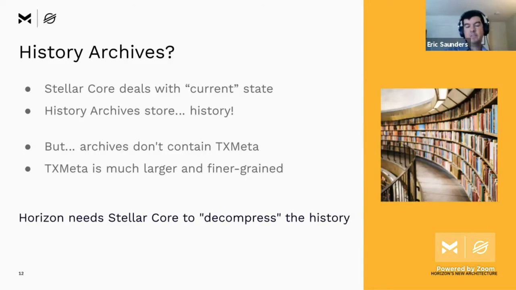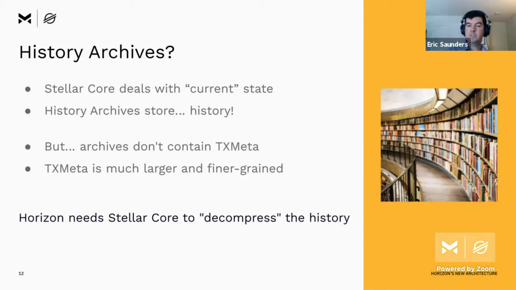Well, Stellar Core deals with the current state. As we saw, it's a state machine, takes the current state, produces the next state, goes from one ledger to the next ledger. And the history archives store history. But the archives do not contain TX meta. And there's a good reason for that. The reason is TX meta is very large. So the history archives are actually a kind of very clever compressed format. They record checkpoint ledgers. Every 64 ledgers, a recording is made to the history archive.